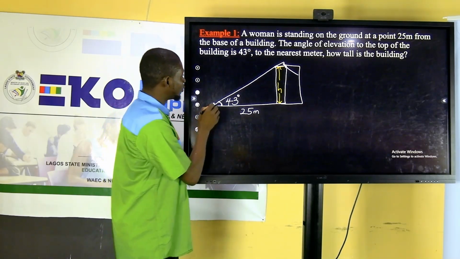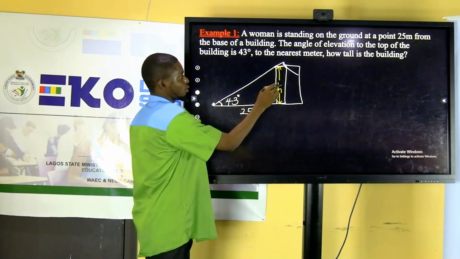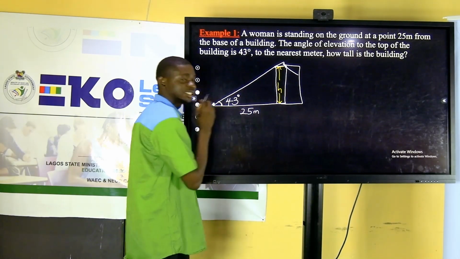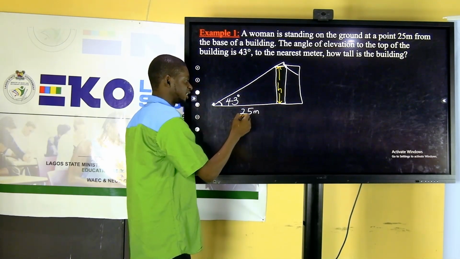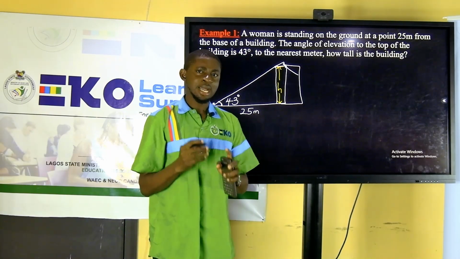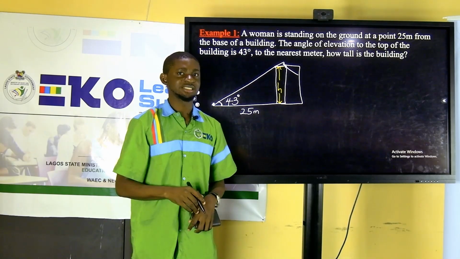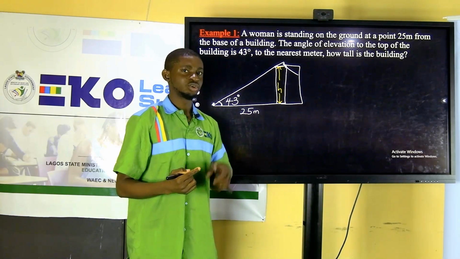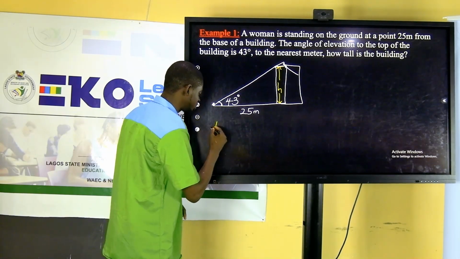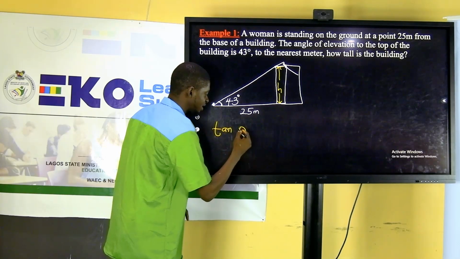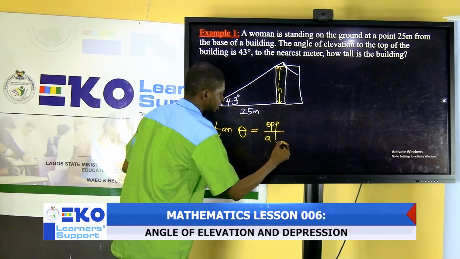So now we have a right angle triangle in which we need the opposite, and the adjacent has been given, considering this angle. Opposite is what we are looking for, and the adjacent. So we need to think about the trigonometric ratio that combines opposite and adjacent. SOHCAHTOA. Yes, TOA. Tan. That means we are considering tan theta equals opposite over adjacent.